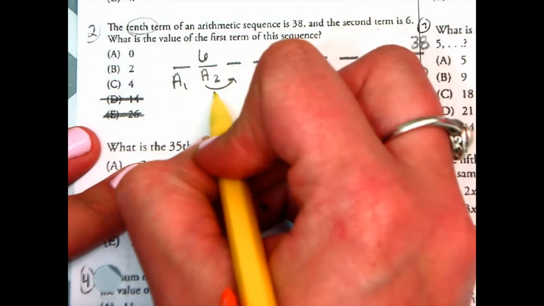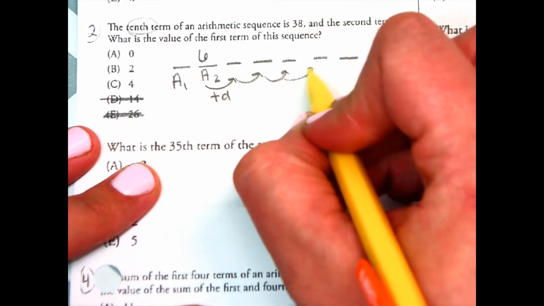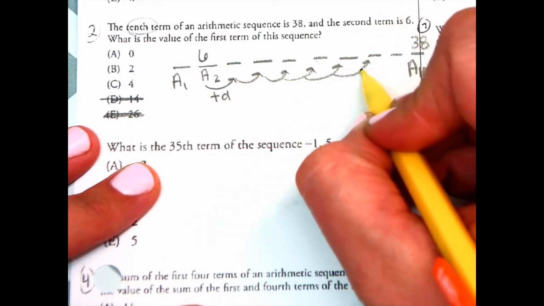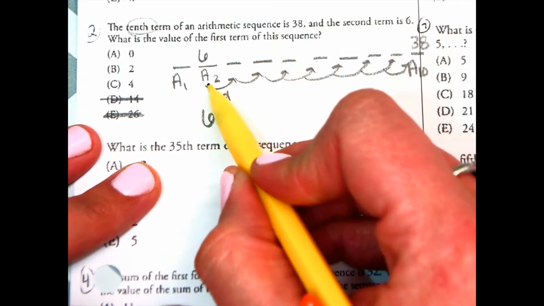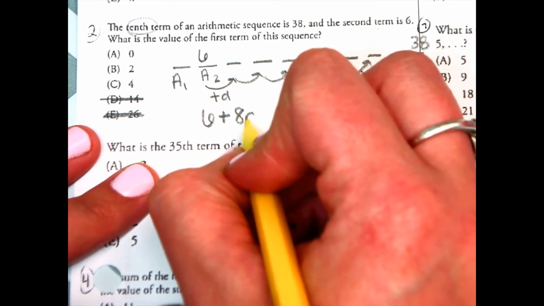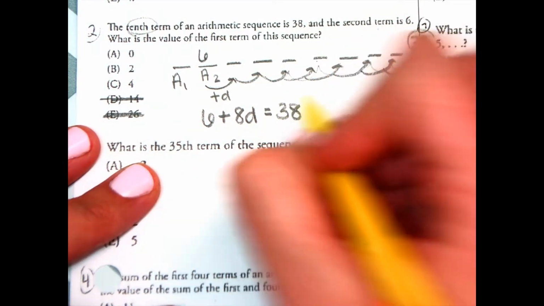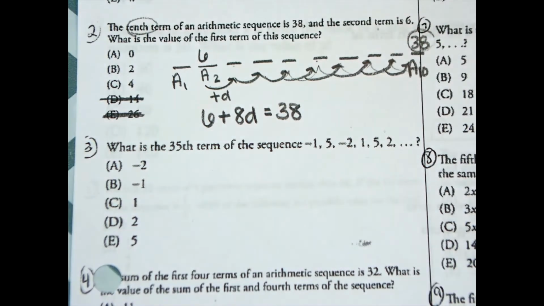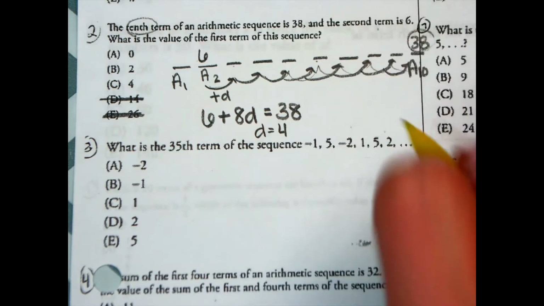Now, common differences. To get from one term to the next, I add a common difference. So when I keep adding the common difference, I continue, and then you get here. I start at 6 and continue to add the common difference 1, 2, 3, 4, 5, 6, 7, 8 times. When I add 8 times the common difference, I end up at a sub 10, which is 38. To find the common difference, you solve for the letter d. So I would subtract 6 and divide by 8, so my common difference is 4.